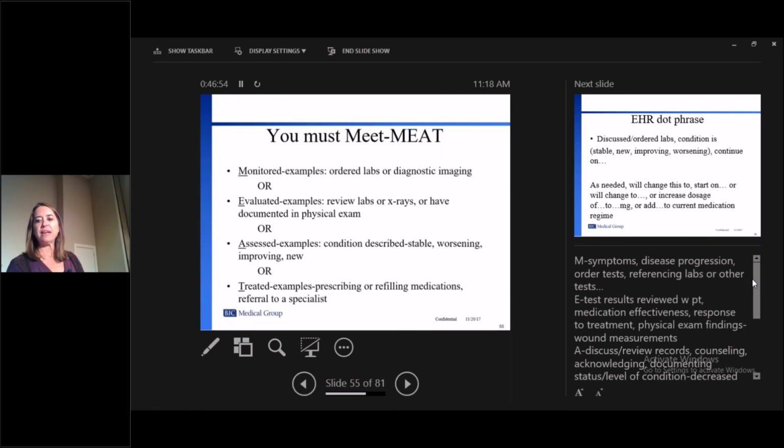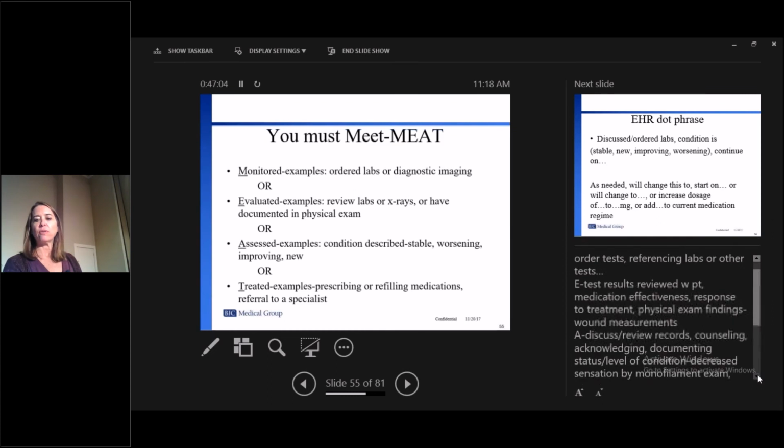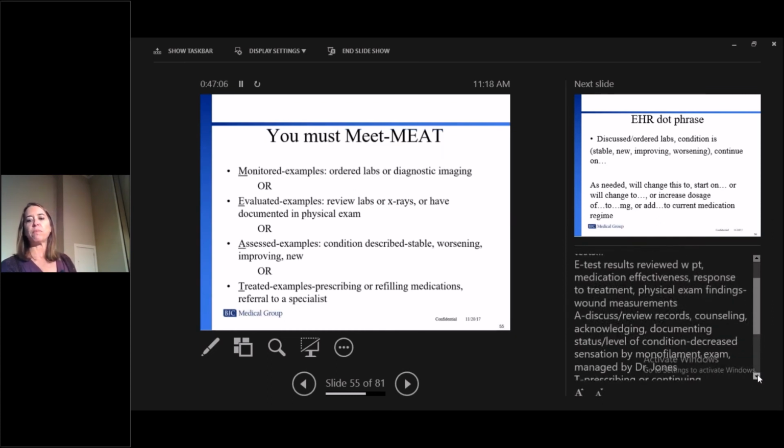The M in MEET is monitored. So this is going to be your symptoms, disease progression, ordering tests, referencing labs or other tests. Your E is evaluated. So test results reviewed with patient, medication effectiveness, physical exam findings, wound measurements. Those are all going to be under your E for evaluated.